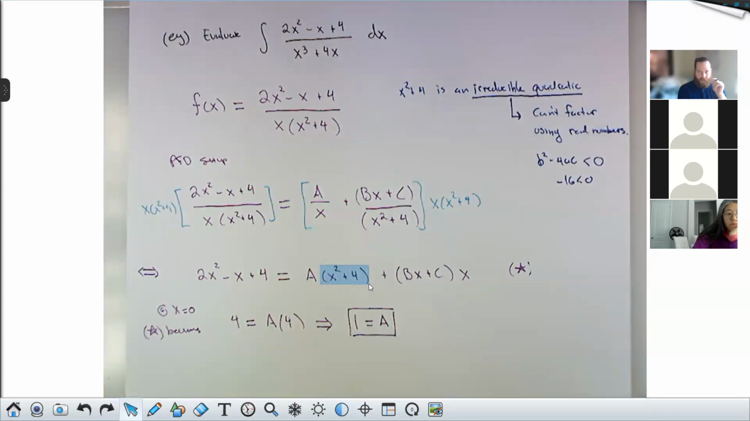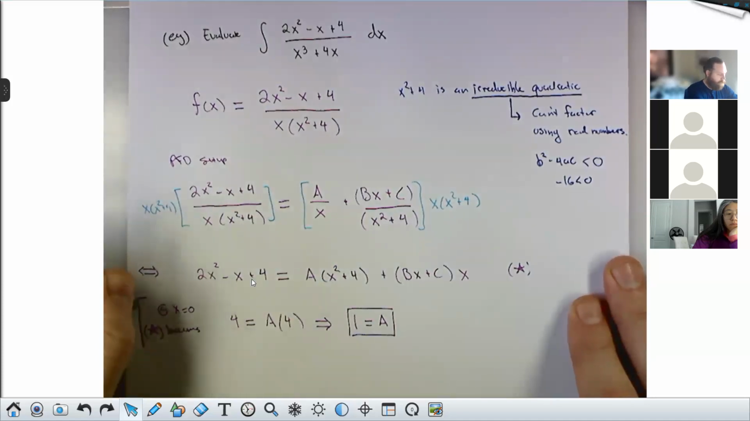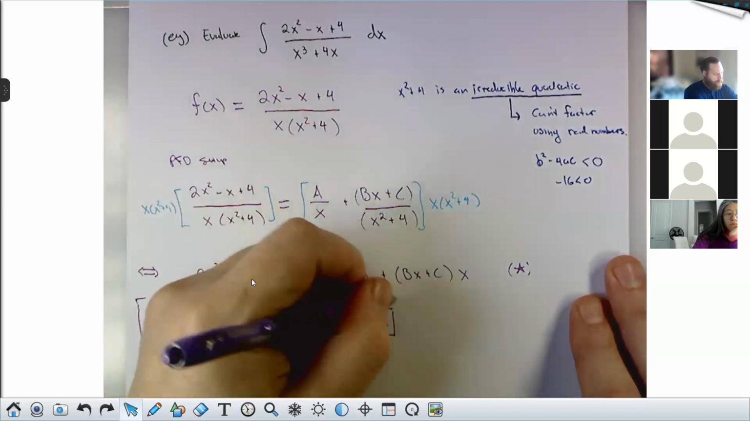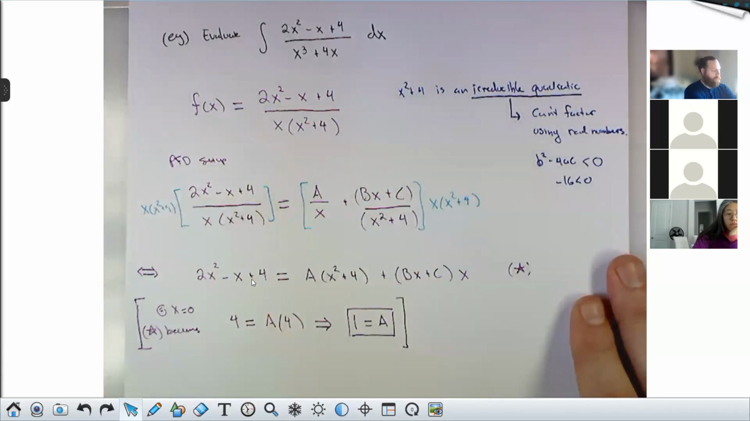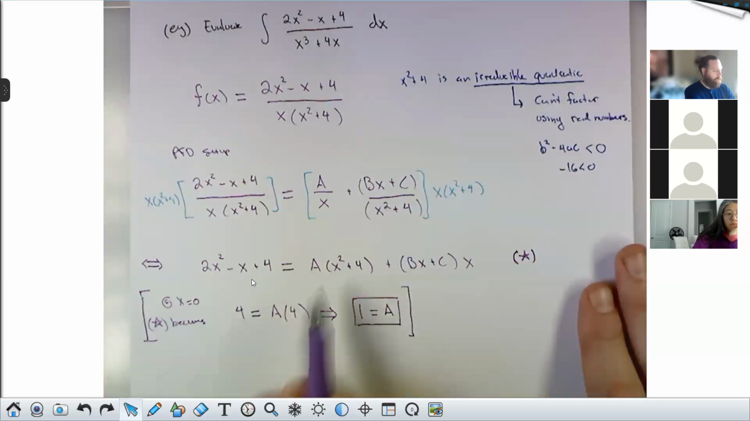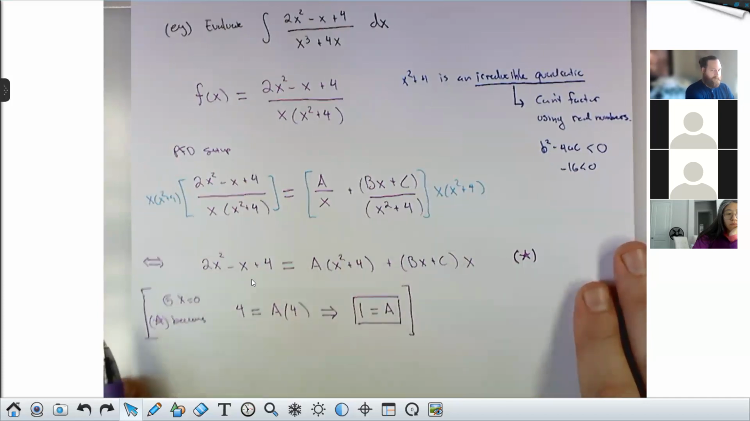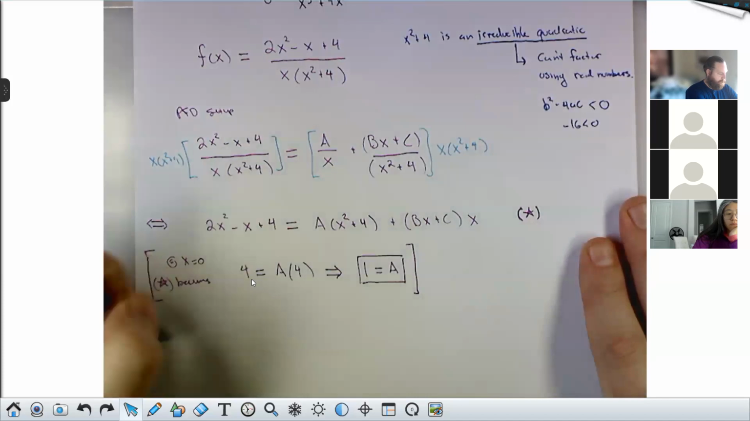That's a slight lie. If you're comfortable working with complex numbers, you could plug in 2i. That would do it. But for us, this is a class about real numbers. So having done this, the game is to update the equation star by plugging in 1 for a, and then multiplying everything out and setting up a linear system.